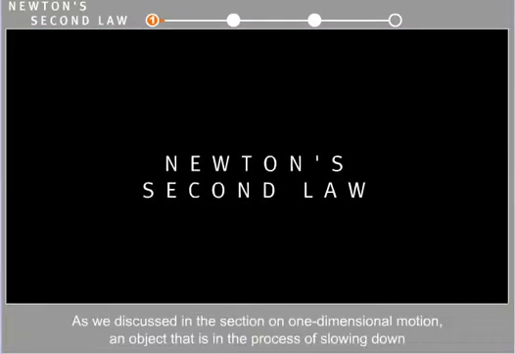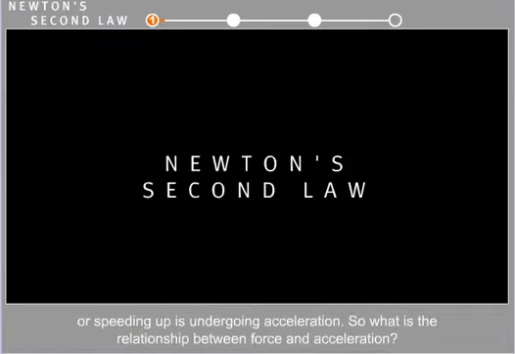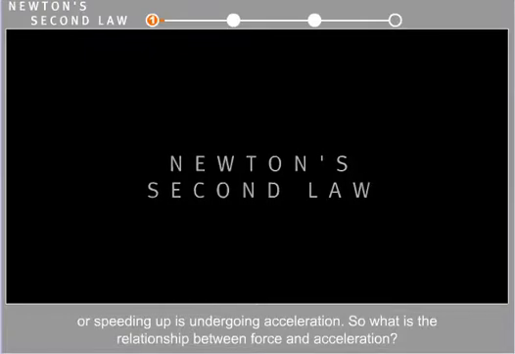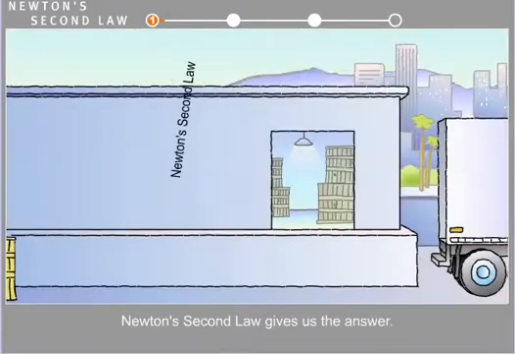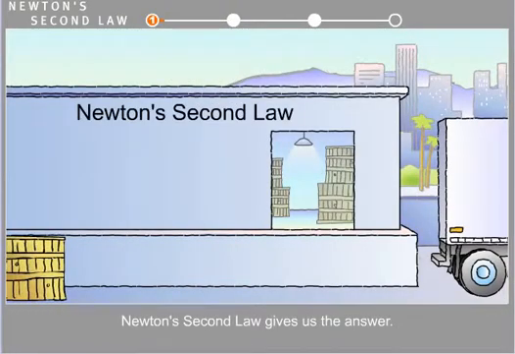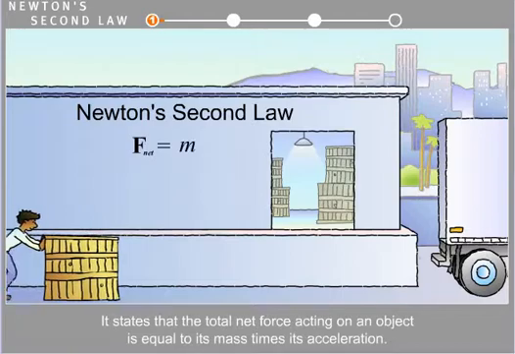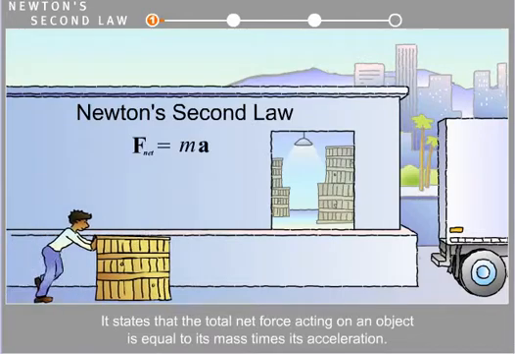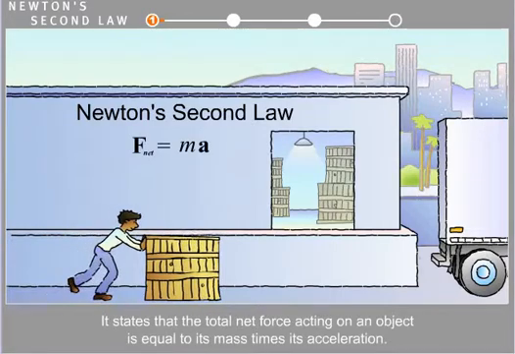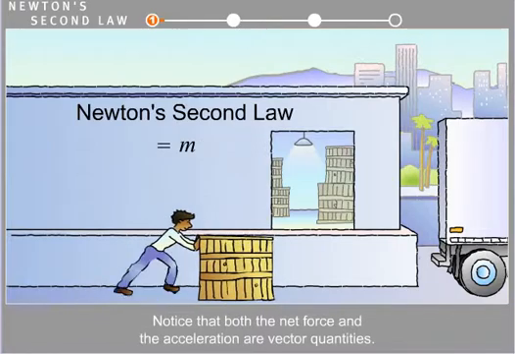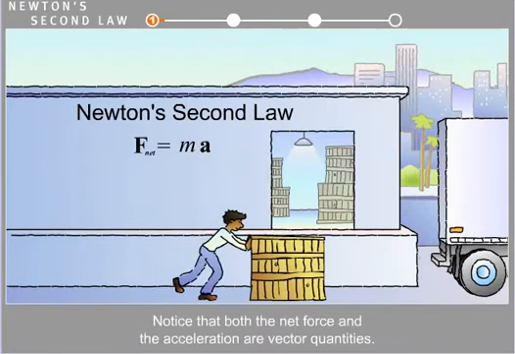As we discussed in this section on one-dimensional motion, an object that is in the process of slowing down or speeding up is undergoing acceleration. So, what is the relationship between force and acceleration? Newton's second law gives us the answer. It states that the total net force acting on an object is equal to its mass times its acceleration. Notice that both the net force and the acceleration are vector quantities.